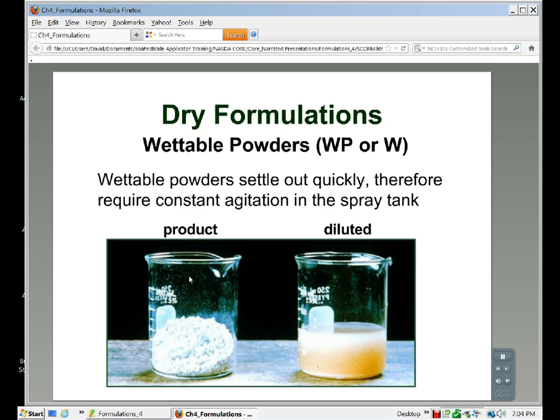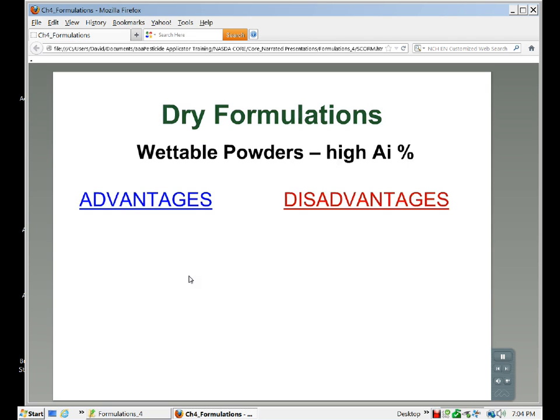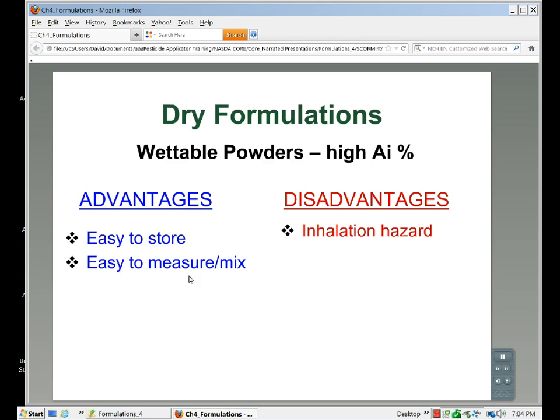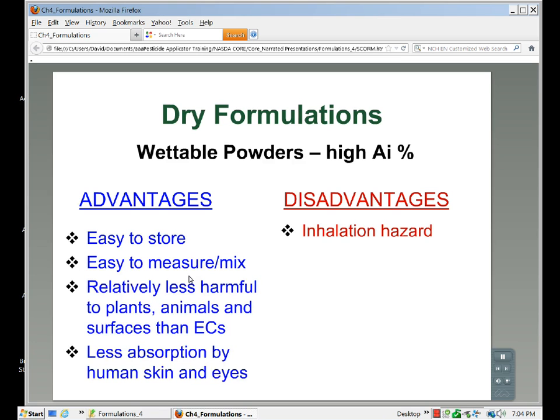The particles don't dissolve in water, but are suspended, so they settle out quickly unless you maintain constant agitation. Wettable powders are easy to store and fairly easy to measure and mix. However, they are easily inhaled if mishandled. They pose less hazard to humans and plants since they do not contain a petroleum solvent.